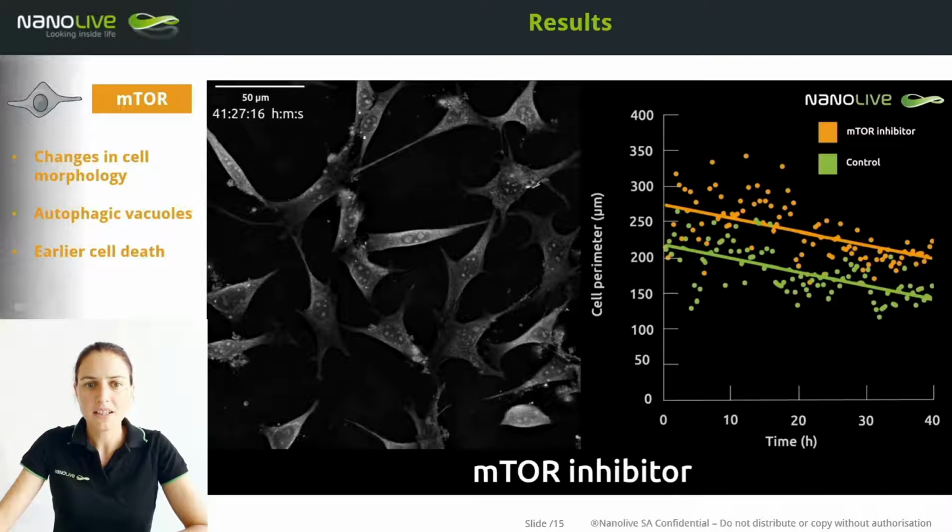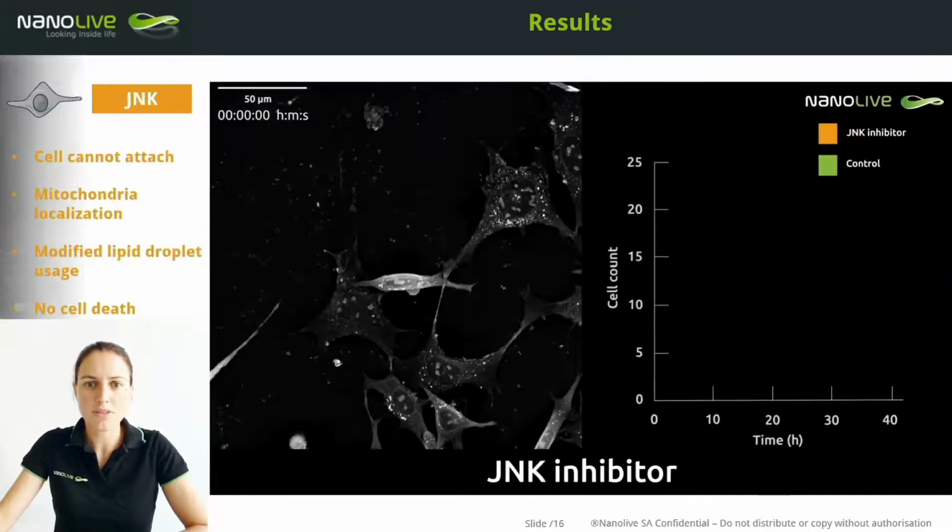Okay. The second treatment that we will focus on shows the response of cells to JNK inhibition. The JNK pathway is a death signaling pathway that can promote apoptosis in either the nucleus or the mitochondria.